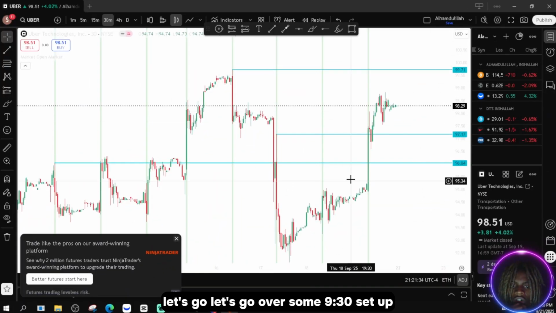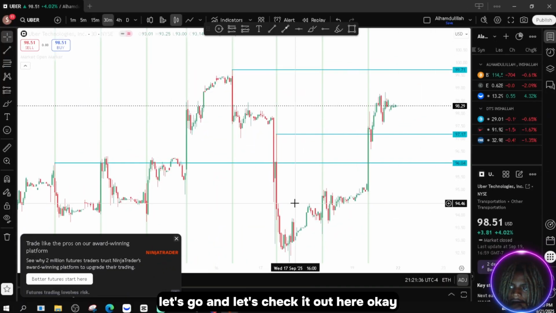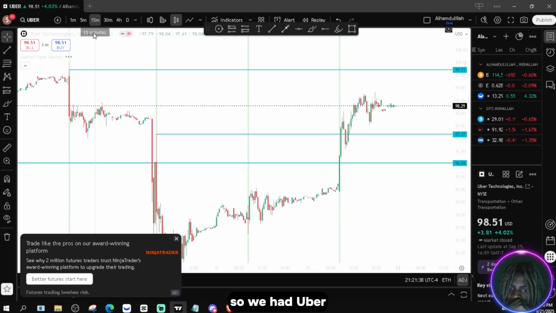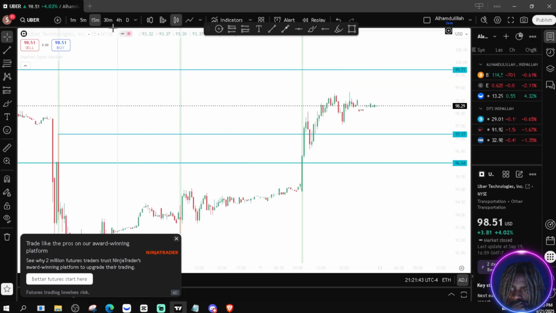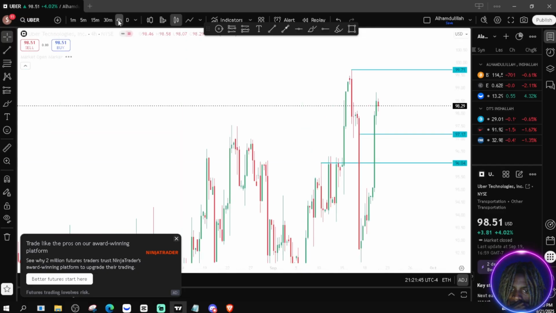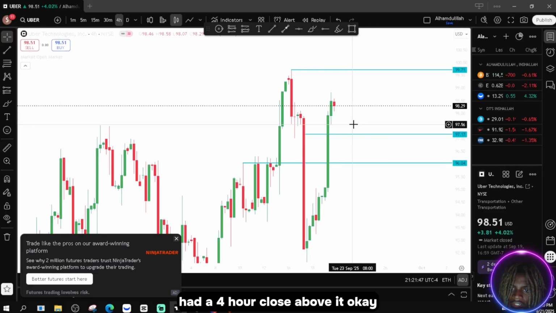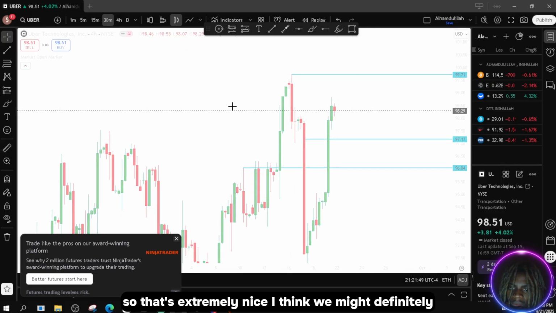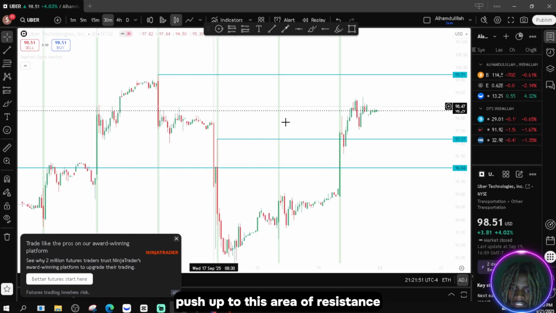Cool. So yeah, let's go over some 930 setup. Let's check it out here. Okay, so we had Uber. See, price went up here on Friday. Had a 4 hour close above it. Okay, so that's extremely nice. I think we might definitely push up to this area of resistance up here.